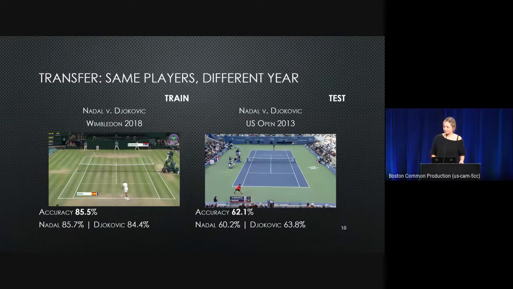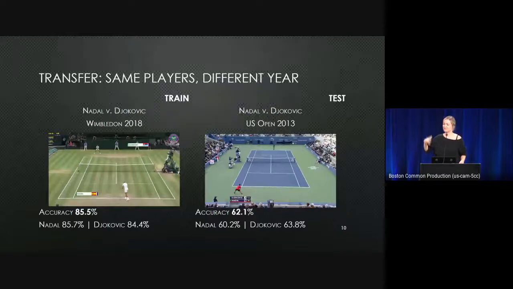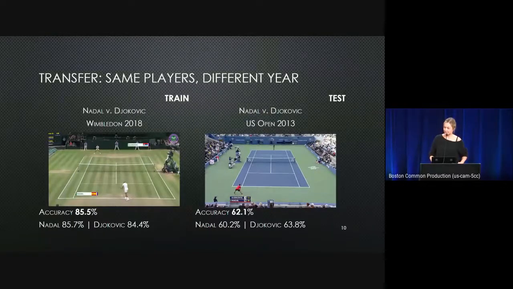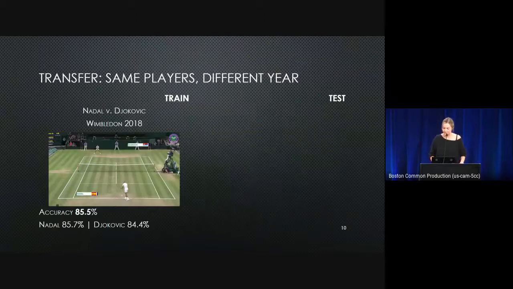Nadal drops from about 86% to about 60%, Djokovic from 84 or 85% to about 64%, but still it's not just guessing. So there is something that stays consistent between the way these players are playing, even 5 years previously, on a totally different court, totally different camera angle, the whole 9 yards.